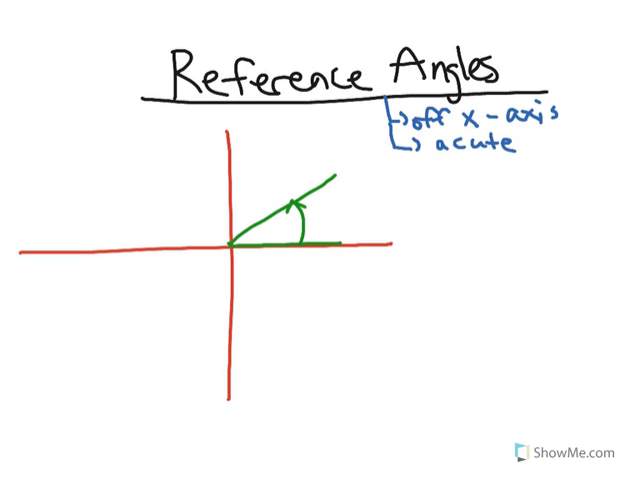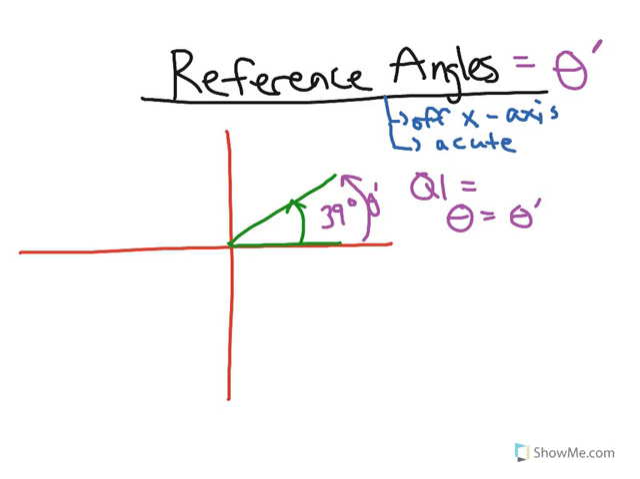If you're in quadrant 1, your reference angle, which is marked with usually a theta and then the prime, and just kind of depends on what angle you're working with, but if you have quadrant 1, theta is equal to your reference angle. It's the same angle. So if this is a 39-degree angle, your reference angle will also be 39 degrees. You want it to come off the x-axis and be acute. So your reference angle is going to have to go this way.